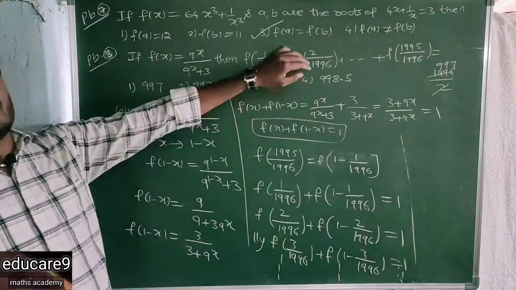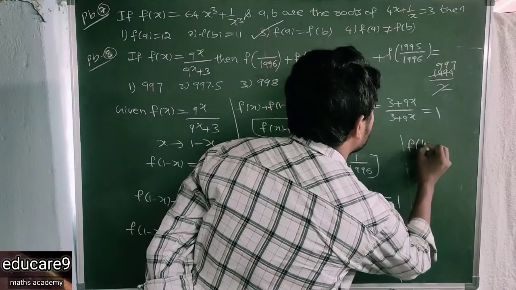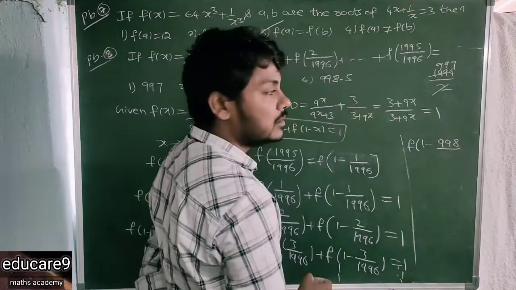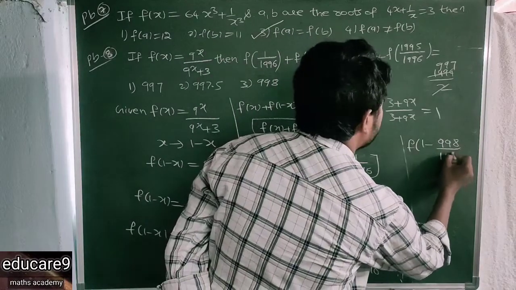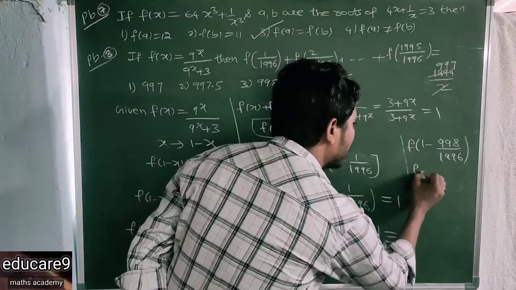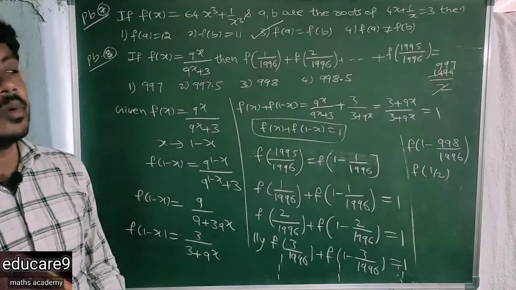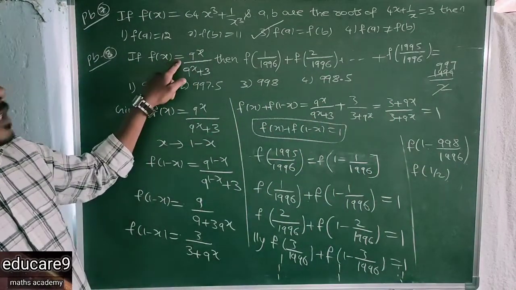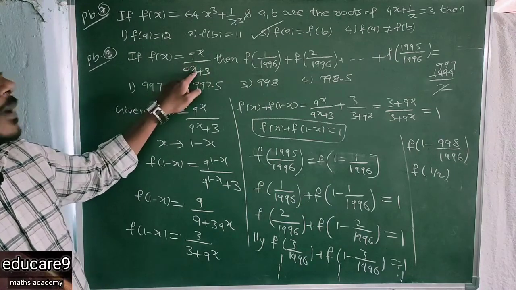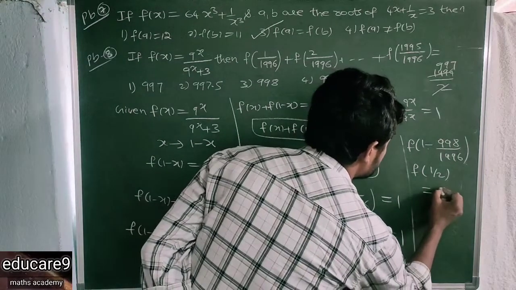So out of this, one value is left. That value is f of 998 by 1996. Okay. Now what is this value? f of 1 minus 1 by 2, that is f of 1 by 2. So what is the f of 1 by 2 value? Substitute here in place of x, 1 by 2. 9 power 1 by 2 is 3. 9 power 1 by 2 is 3. So 3 by 3 plus 3. So clearly that is 0.5.